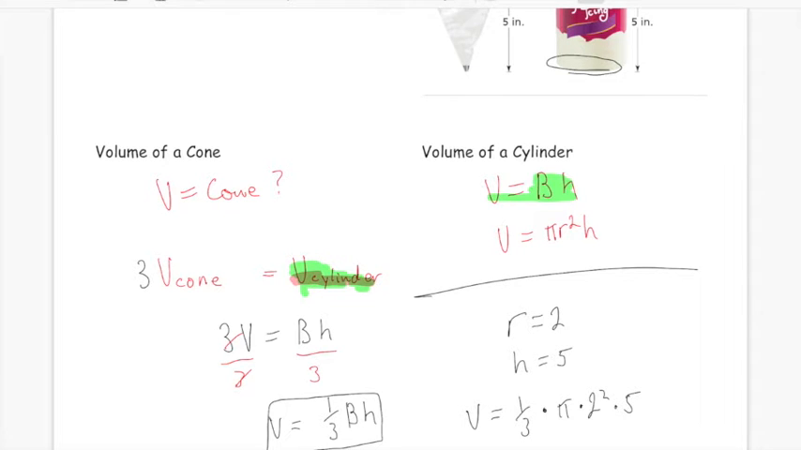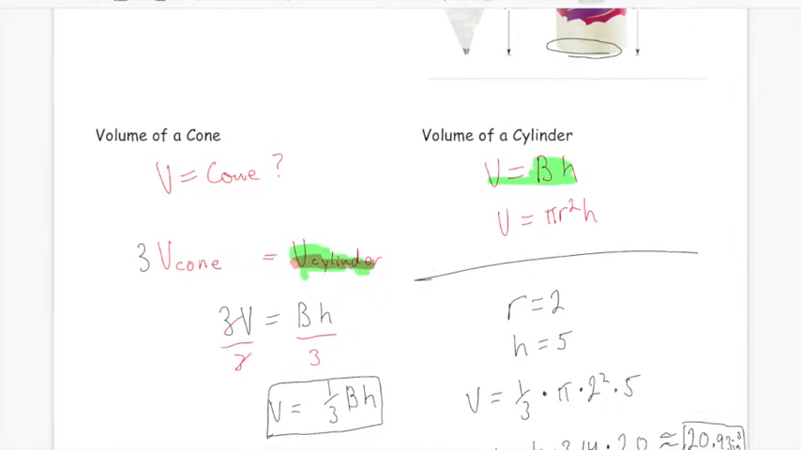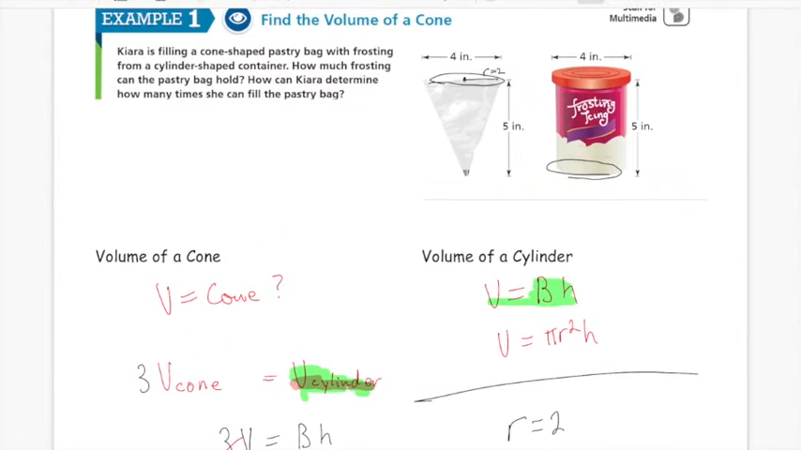And the rest of this I will type in my calculator. So you get approximately 20.93 inches cubed. So that is how much the pastry bag can hold. This pastry bag can hold 20.93 inches cubed.